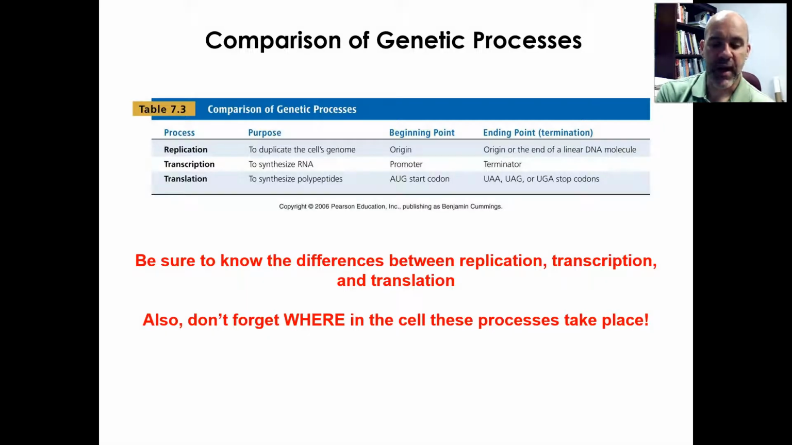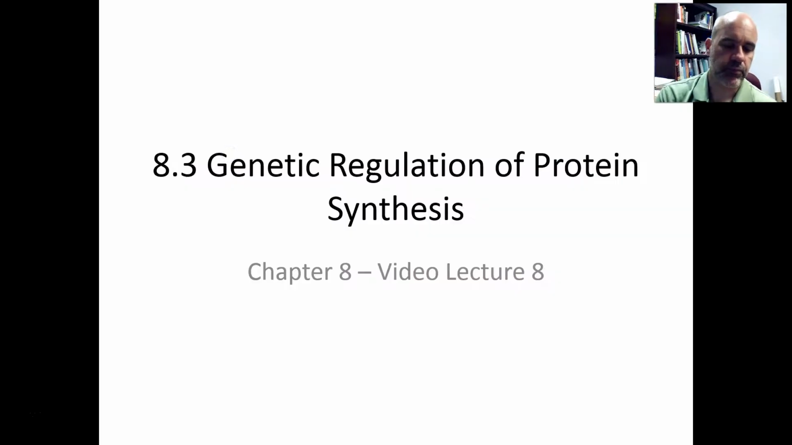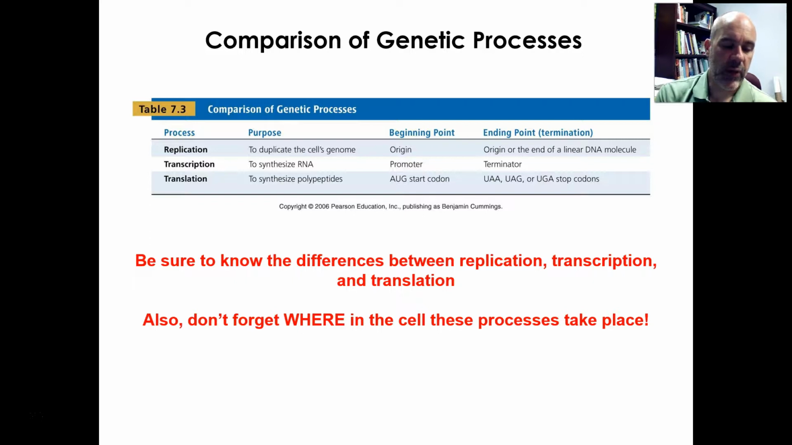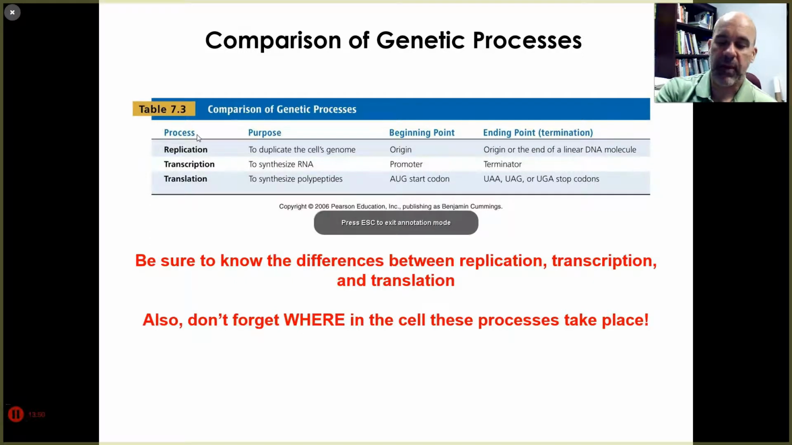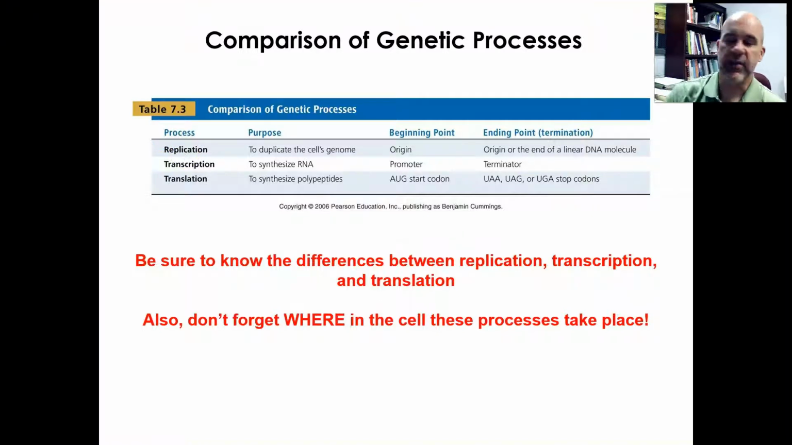All right, just a brief summary, a comparison of genetic processes. We have really talked about three major processes that go on inside cells. And when you're first studying them, they can be a little bit confusing. One of those was replication, and we talked about DNA replication. The purpose is to duplicate the genome of the cell. And you want to know the starting points and the ending points of these processes.